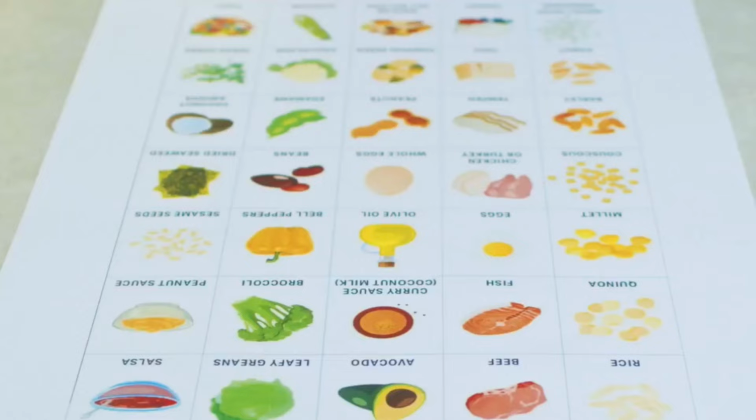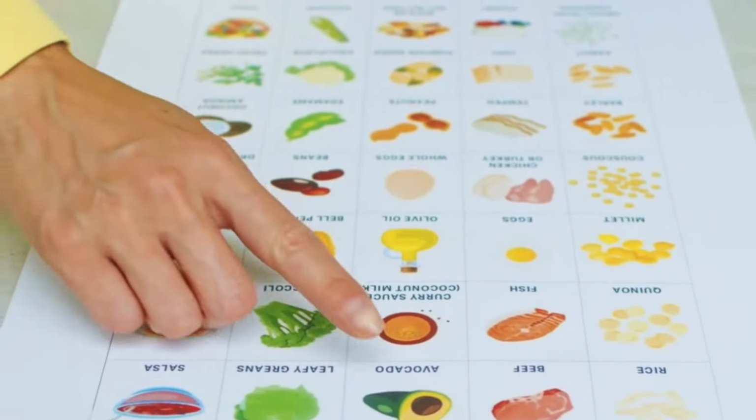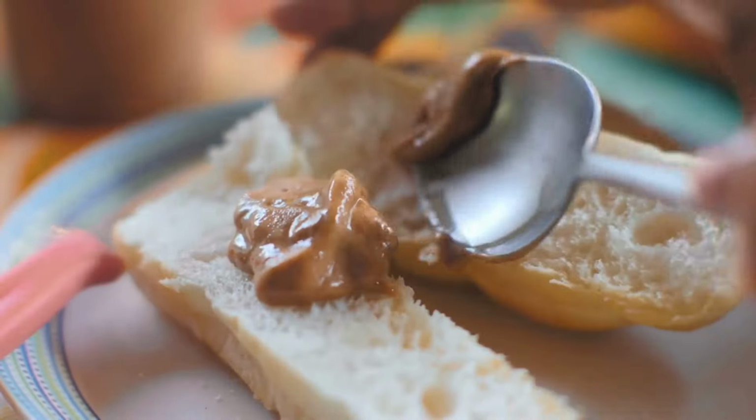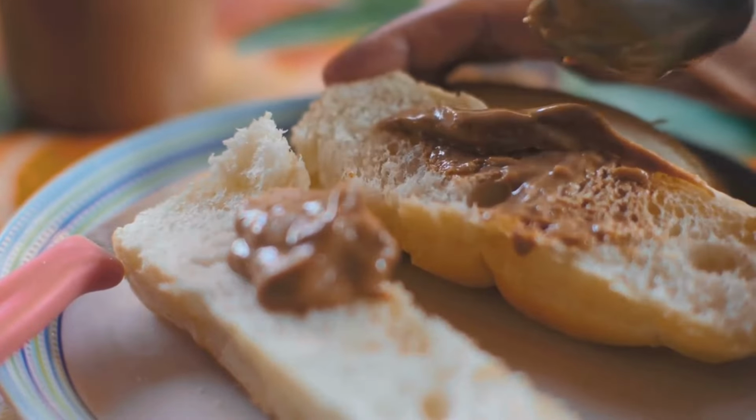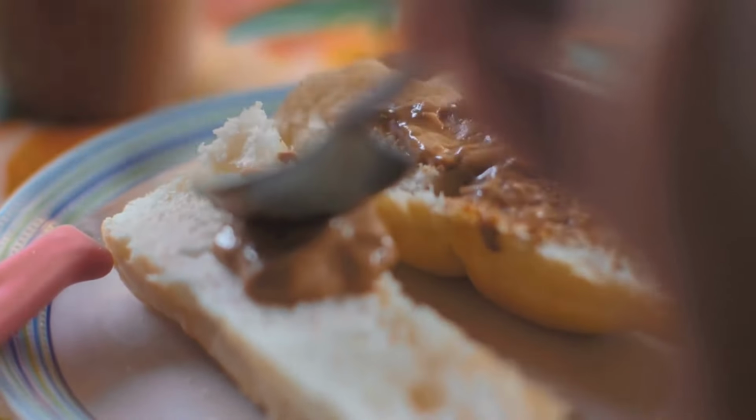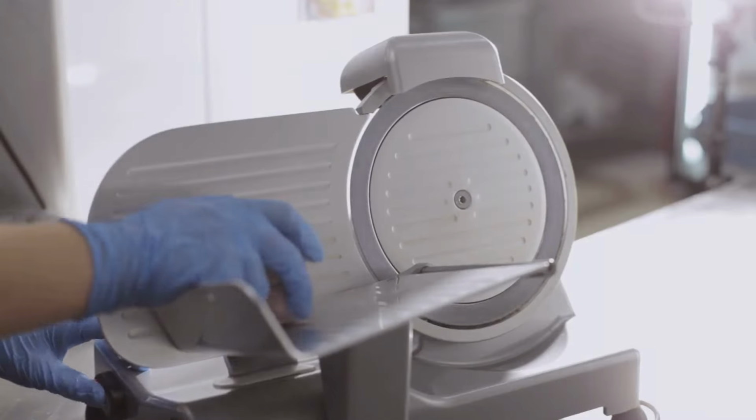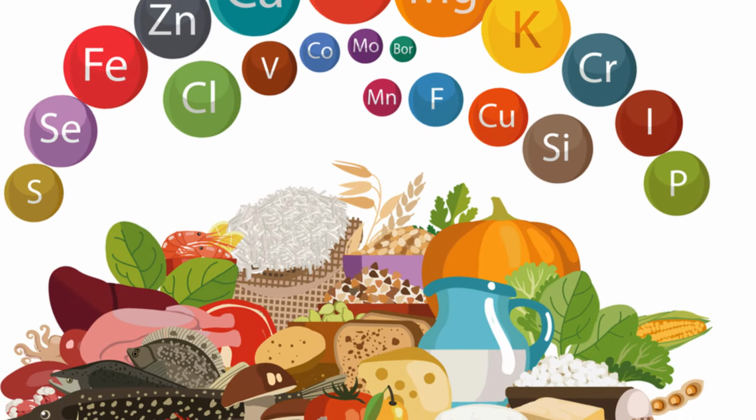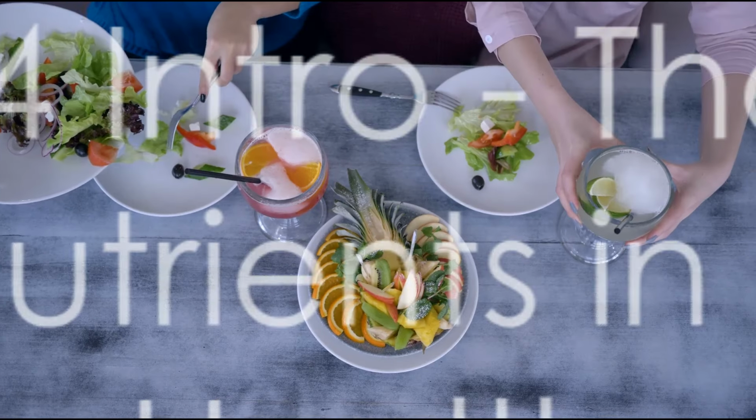Welcome to Module 3, Essential Nutrients and Their Functions. In this module, we'll delve into the 6 essential nutrients that are crucial for maintaining optimal health. These are carbohydrates, proteins, fats, vitamins, minerals, and water. Understanding the role each of these nutrients plays is fundamental for making informed dietary choices.